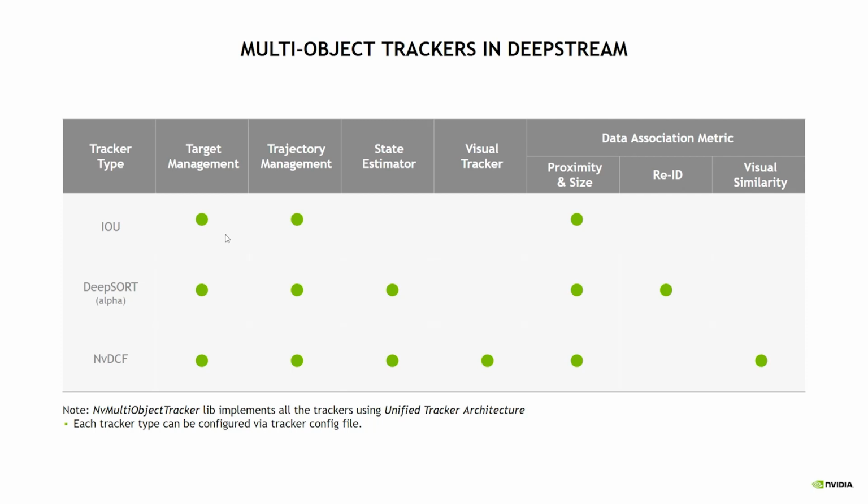IOU tracker also has a trajectory management module simply because that module is responsible for generating unique IDs. All other types of trackers are implemented on top of the IOU tracker.